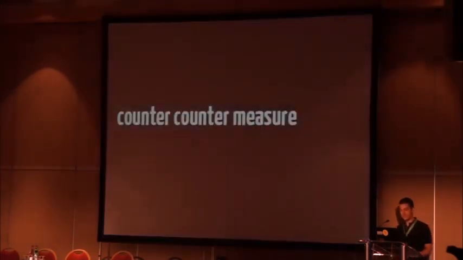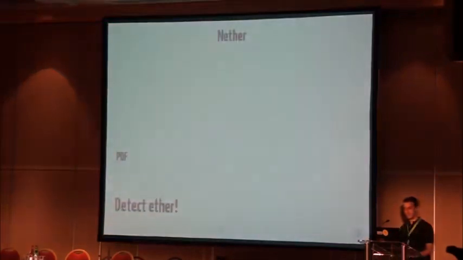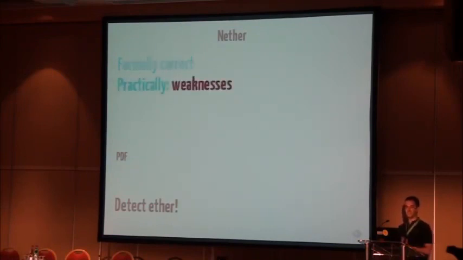We also have a countermeasure with Nether, and they proved that even if Ether was formally correct for its anti-detection mechanism, practically there are weaknesses. So still, if they think about timing discrepancies, there is a 4% overhead, and we can detect it. Okay, you have the PDF here. I can explain it in a few minutes, but it's okay.